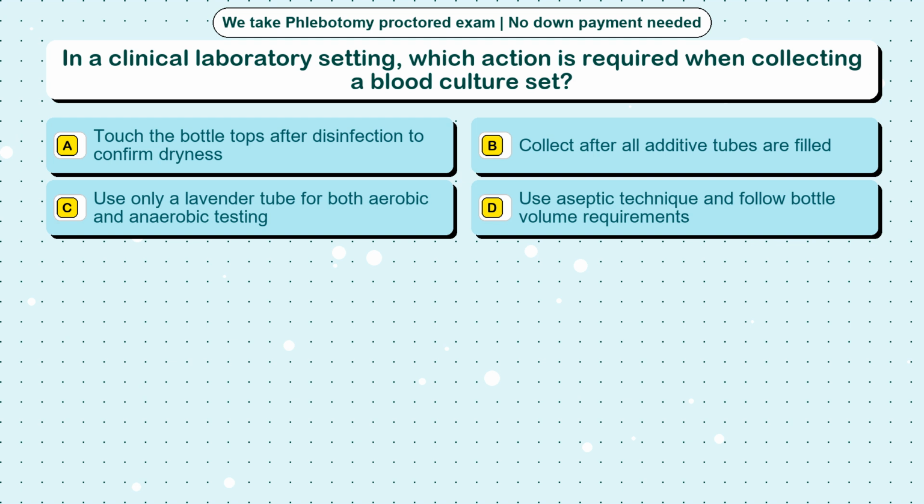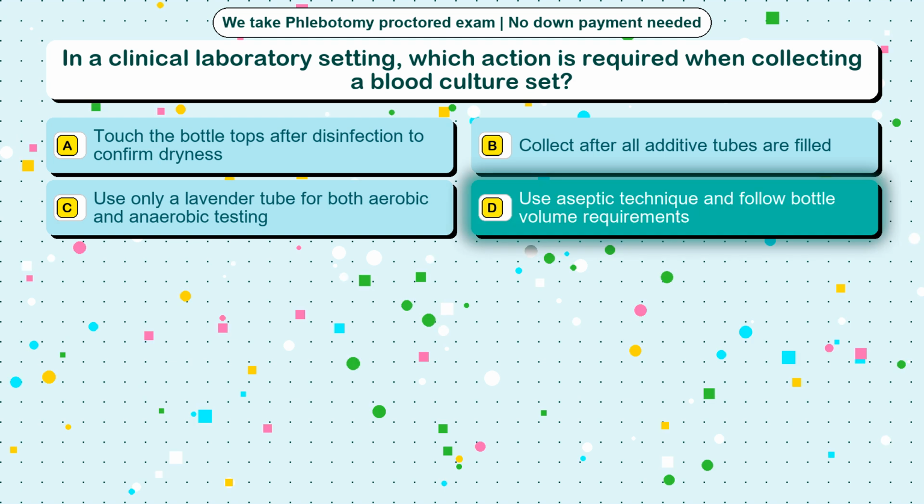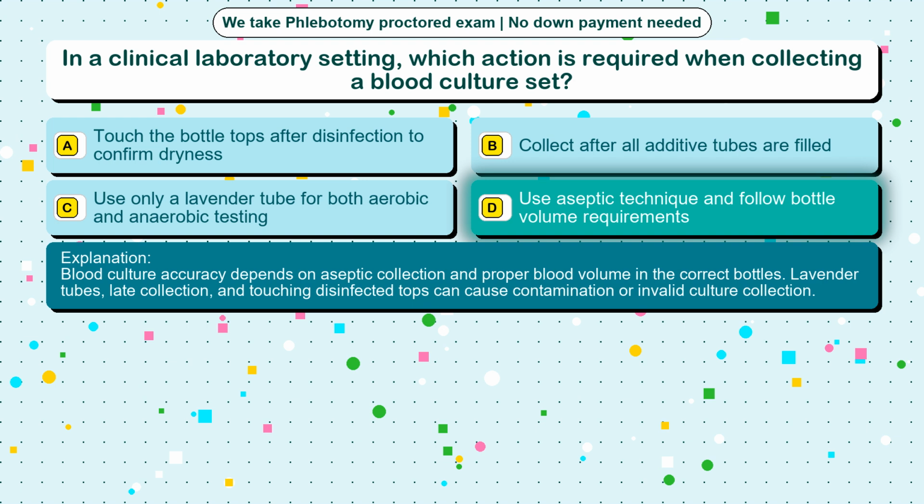Option D, use aseptic technique and follow bottle volume requirements. The correct answer is option D, use aseptic technique and follow bottle volume requirements. Blood culture accuracy depends on aseptic collection and proper blood volume in the correct bottles. Lavender tubes, late collection, and touching disinfected tops can cause contamination or invalid culture collection.